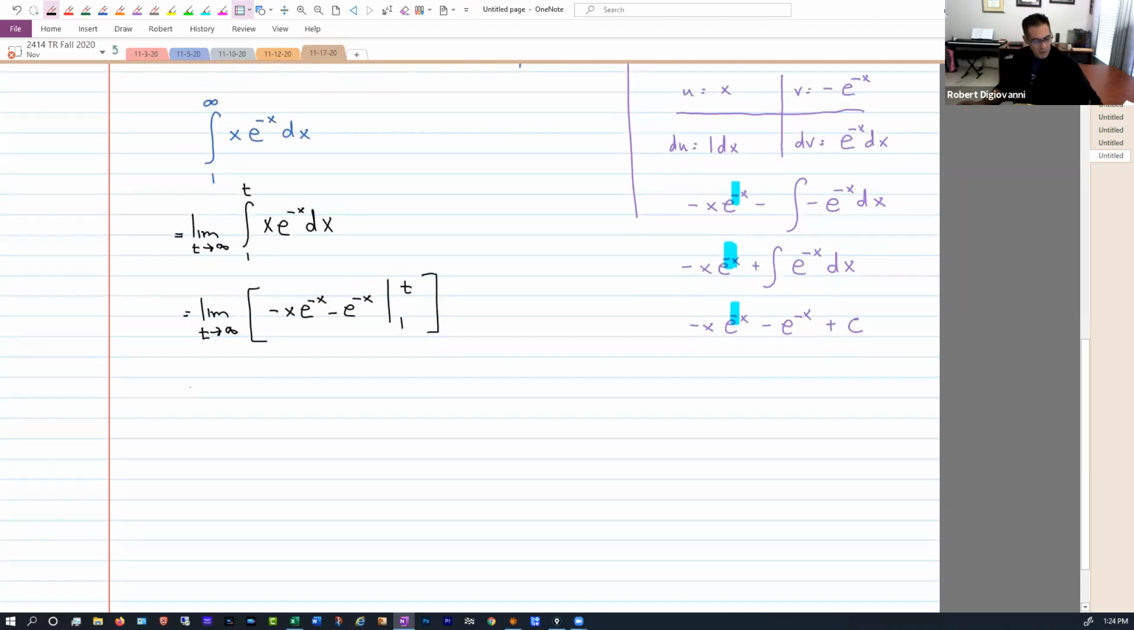I can remember when I was in Cal 2 learning this integral test, I didn't like it. It's just long. Okay, so now I'm going to plug in t, and then I'm going to plug in 1. When I plug in t for x, I get negative t e to the negative t minus e to the negative t. Then when I plug in 1, I get minus negative 1 e to the negative 1 minus e to the negative 1.